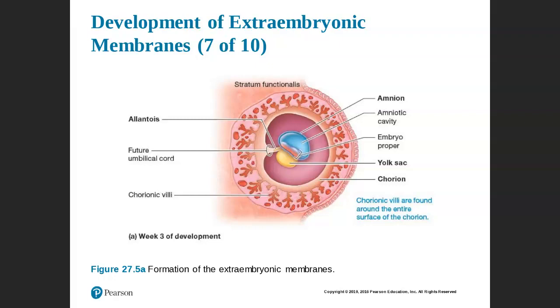This area in the brackets here is the embryo proper, and then this yellow structure is the yolk sac. Remember, the yolk sac becomes the origin of the gametes as well as the early blood cells and blood vessels to form. And then, of course, the outer extraembryonic membrane is the chorion, out of which come the chorionic villi. So you can see at this stage in week 3, the chorionic villi are found all the way around the entire surface of the chorion. Okay, and it's not going to stay like that, but at that point, it's what it looks like.